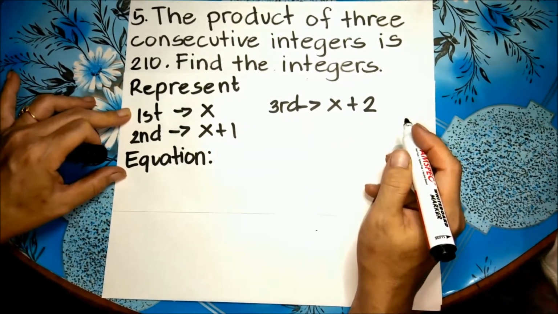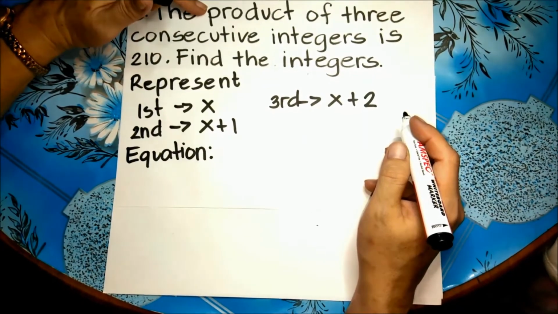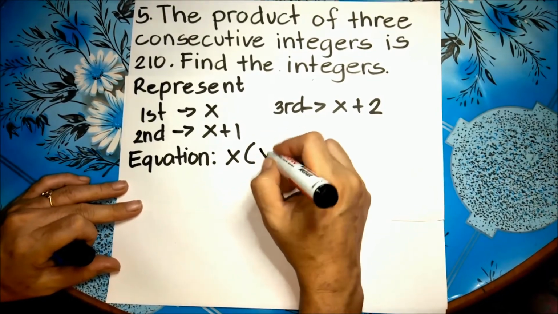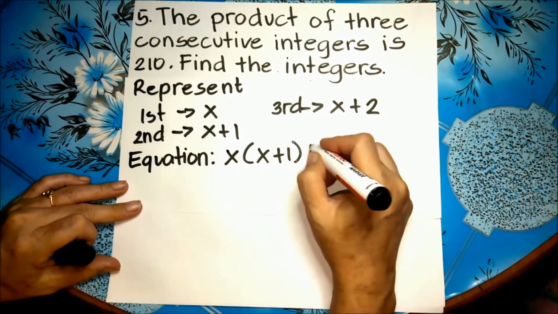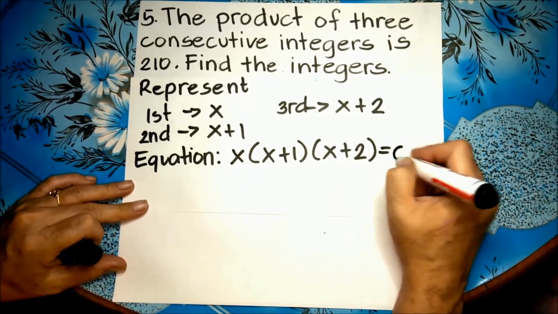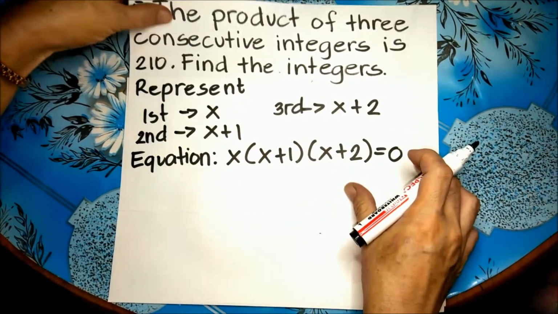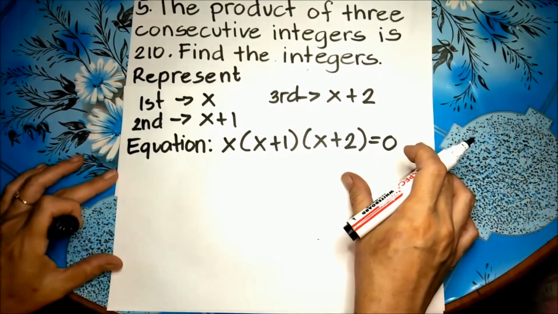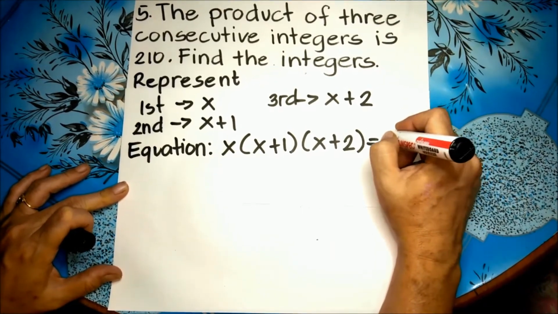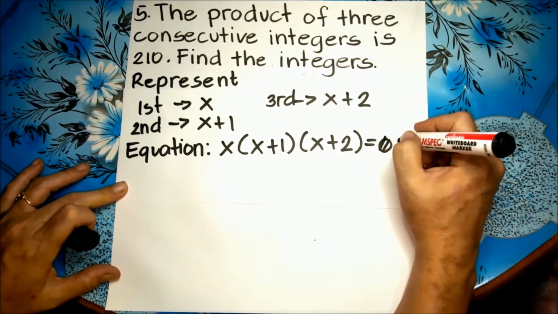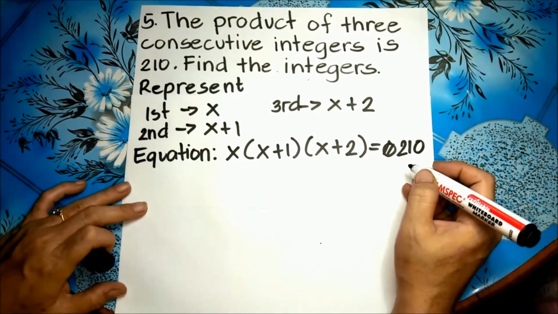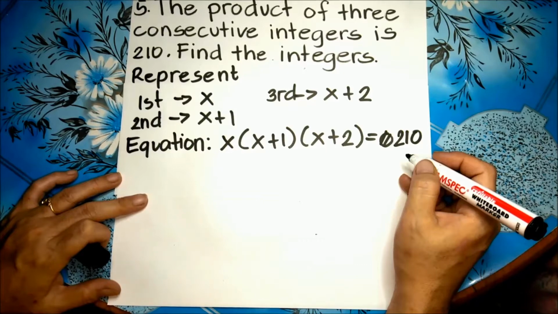So, the problem states that it is the product. So, our equation is x times x plus 1 times x plus 2 equal to 0. Or rather, equal to 210. Now, let us multiply to get our polynomial equation.